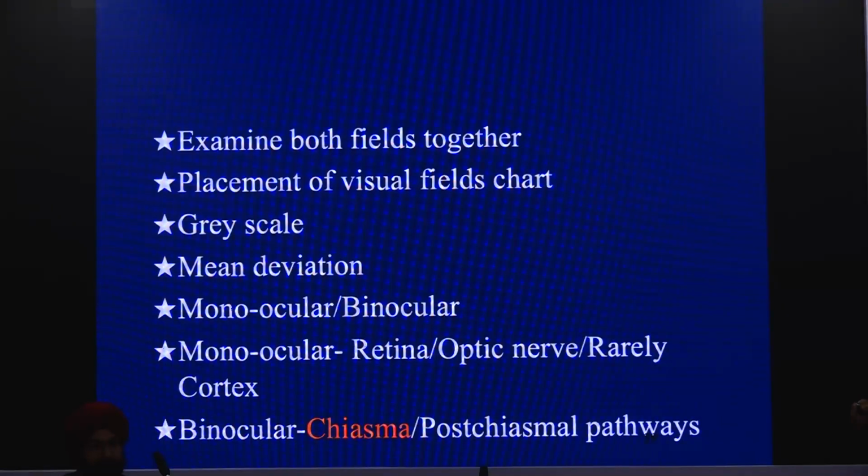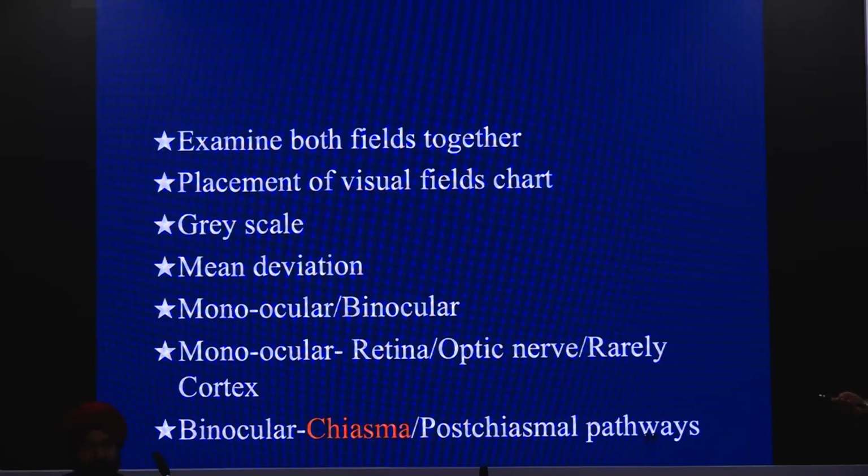So to conclude, whenever you're looking at visual fields, the first thing to do is to have both visual fields together. Placement of the visual field chart is very important. The right visual field should be on your right side and the left visual field should be on your left side. Look at the gray scale first, because that pattern will tell you whether there is any particular pattern that you are able to see, which immediately gives you a diagnosis. Mean deviation sometimes can be important, especially when you are following up a patient with serial visual fields, and if you see a clear change in mean deviation, whether it's improving or deteriorating, mean deviation can give you a clue.